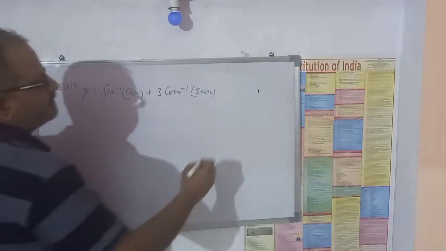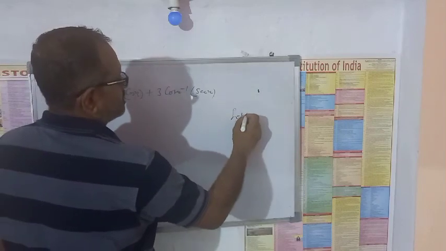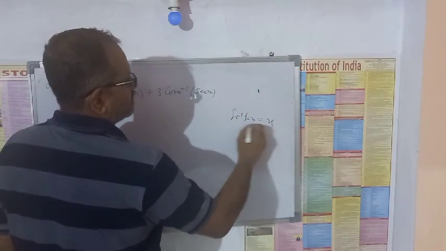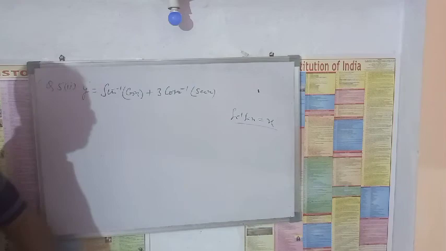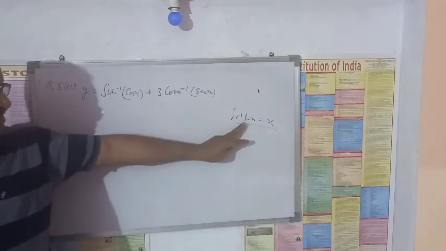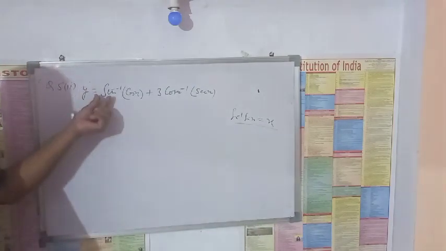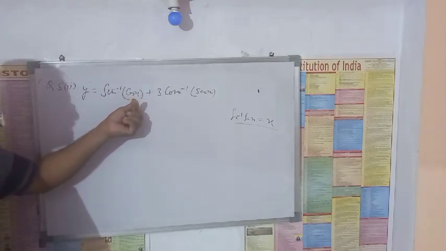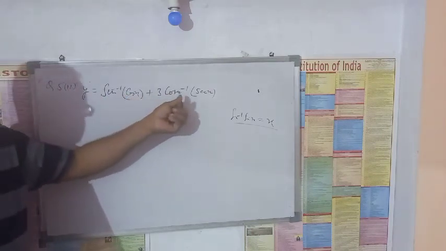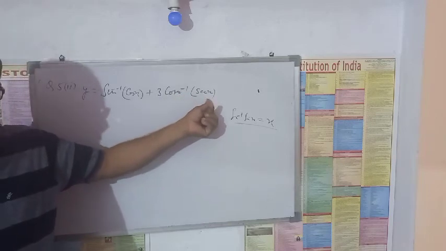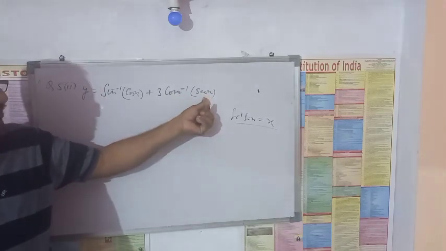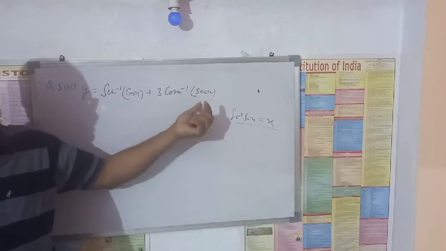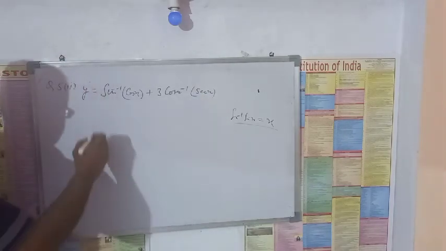Again we know that sin inverse sin x is what? x. So we have to apply this property: sin inverse sin x is equal to x. Here sin inverse is there, but here cos x is there. So we will change cos x in terms of sin x. Similarly, cosec inverse cosec x is equal to x. But here sec x is there, so we have to convert sec x into cosec x. How can we change it?